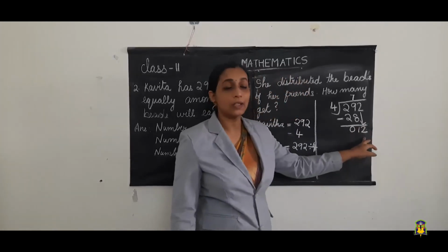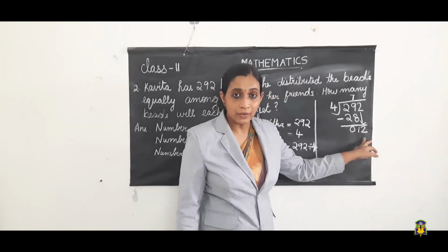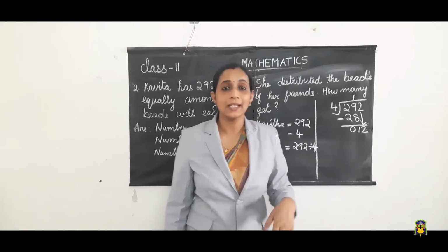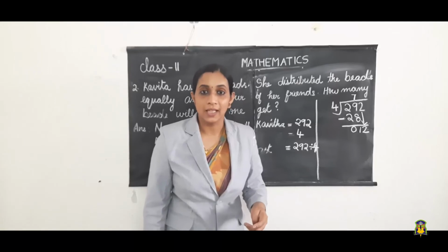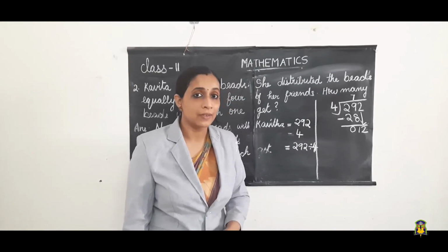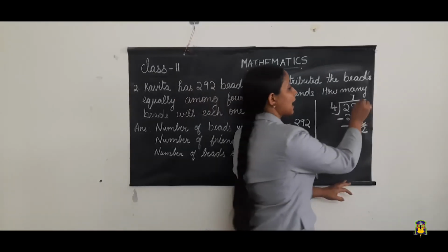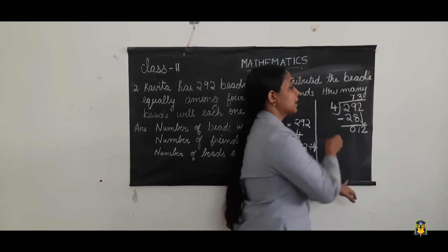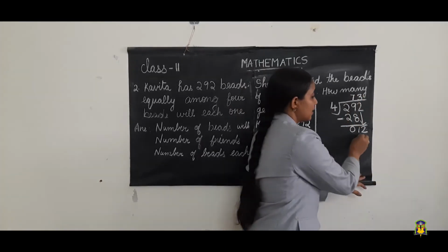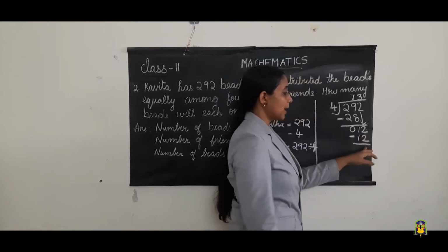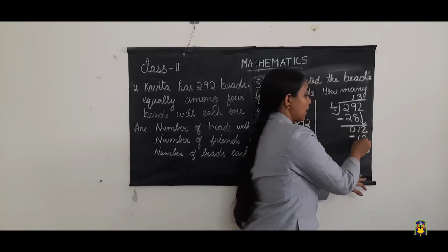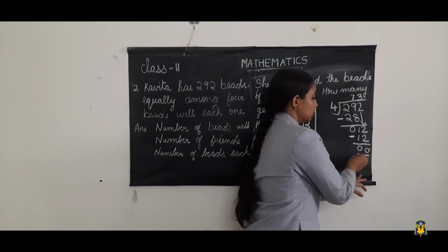Now we have to find out how many times 4 is in 12. Again recite the table of 4. 1 4 is 4, 2 4s are 8, 3 4s are 12. So 3 times 4 is 12. Now subtract. 2 minus 2 is 0, 1 minus 1 is 0.